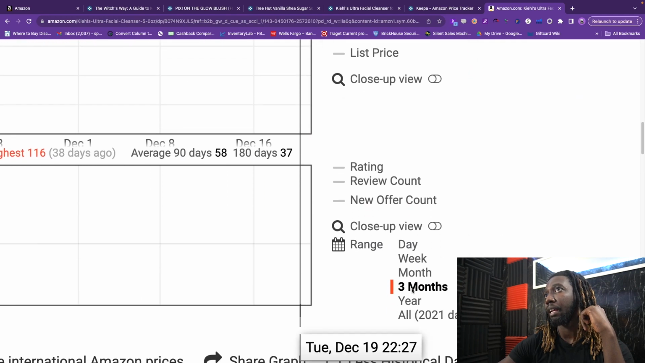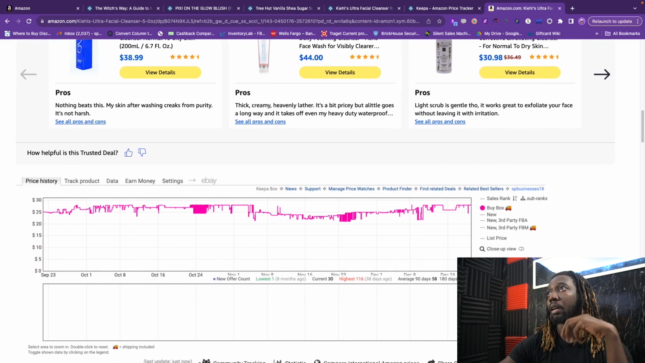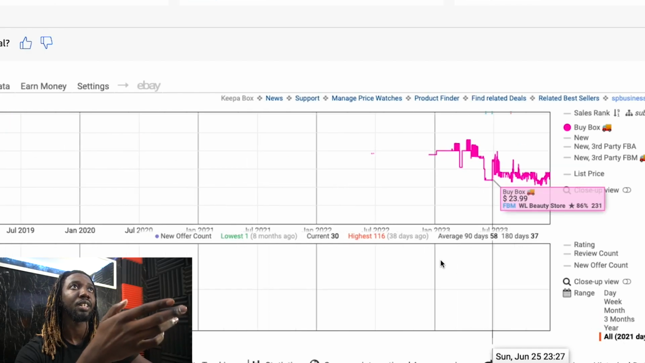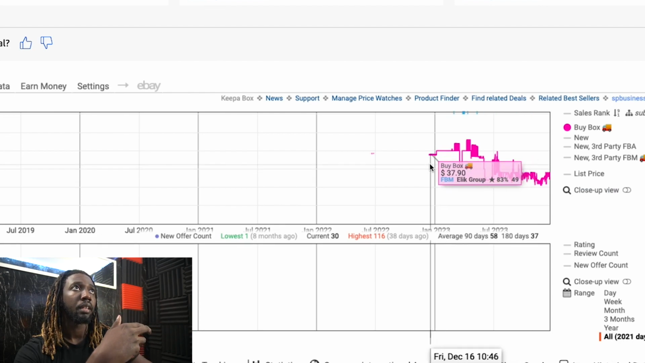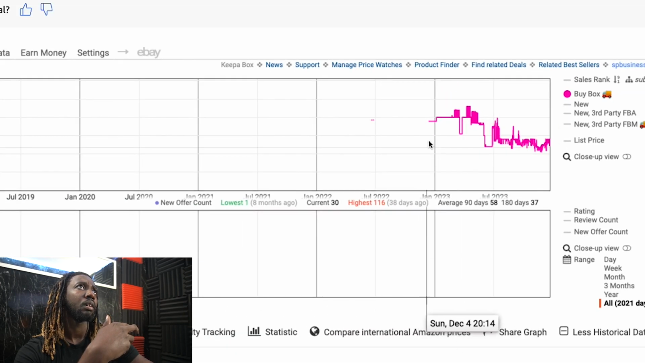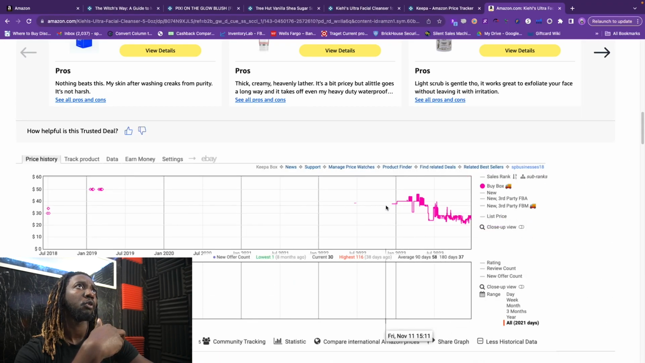As you can see, I have it highlighted down here for the past 3 months. If you want to go further than that, this product history goes back 2,000 days. So this listing was created 2,021 days ago. So it has a very long history. And as you can see here, I just went to the whole history, but it pretty much stops December 10. I don't know what year that is. Looks like 2022. So before December 2022, there was no buy box on the listing.